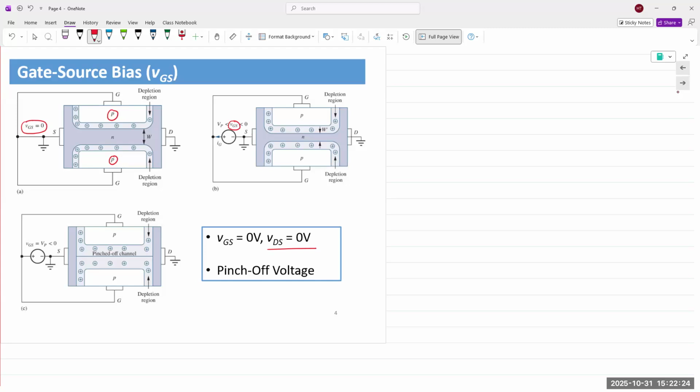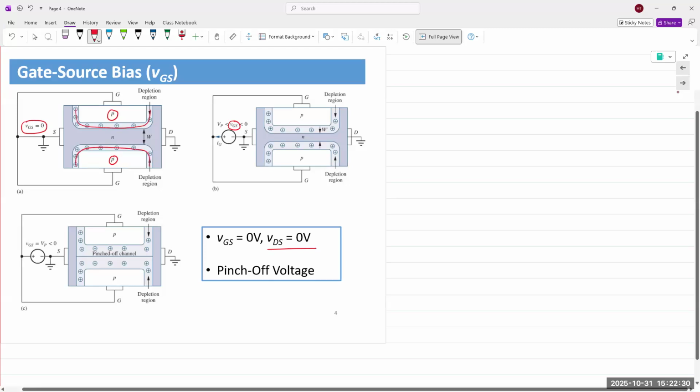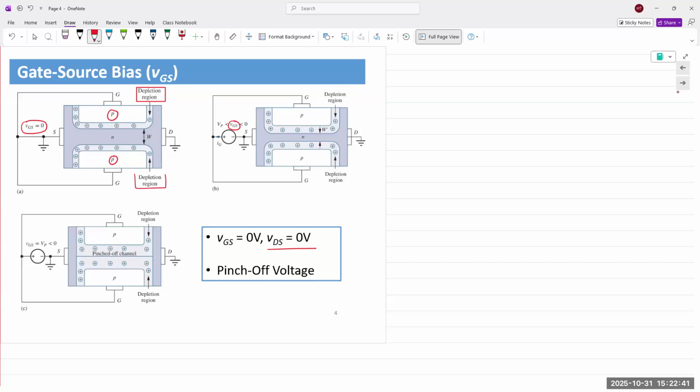Well, just from its creation, we have a depletion region here, and we have a depletion region here. So there are two depletion regions. And this is simply a result of the fabrication of the device. We have two depletion regions, and we have a channel between the two depletion regions. Well, if VGS goes negative, what happens?